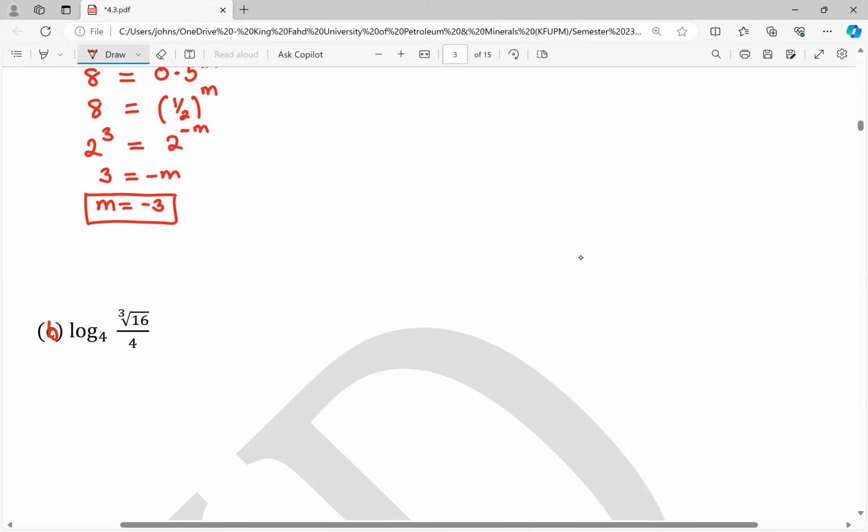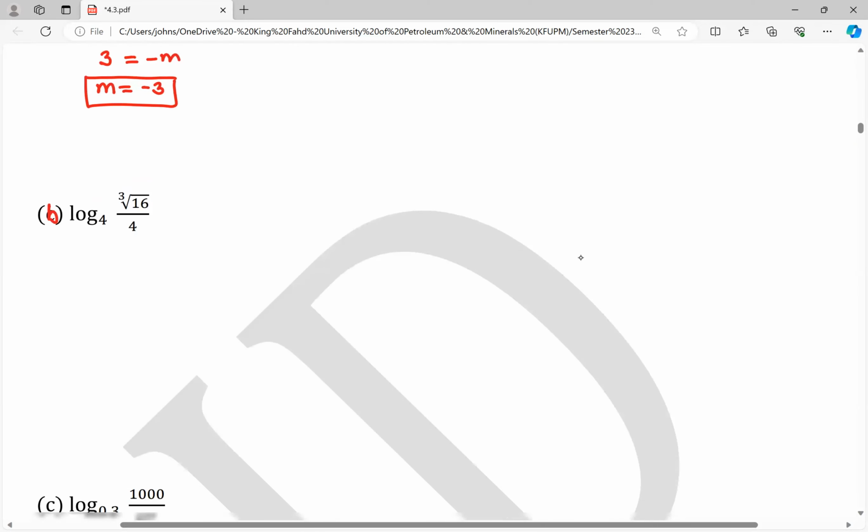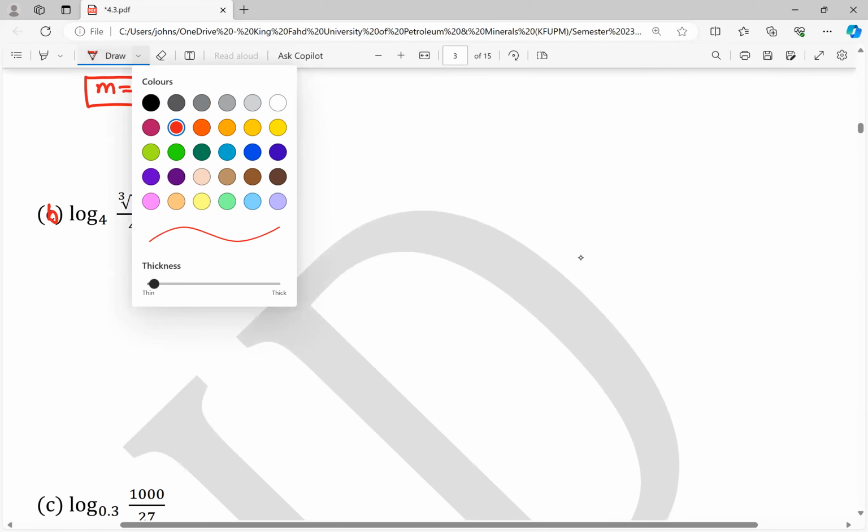Now for B, we can do similar stuff here. We still use this.